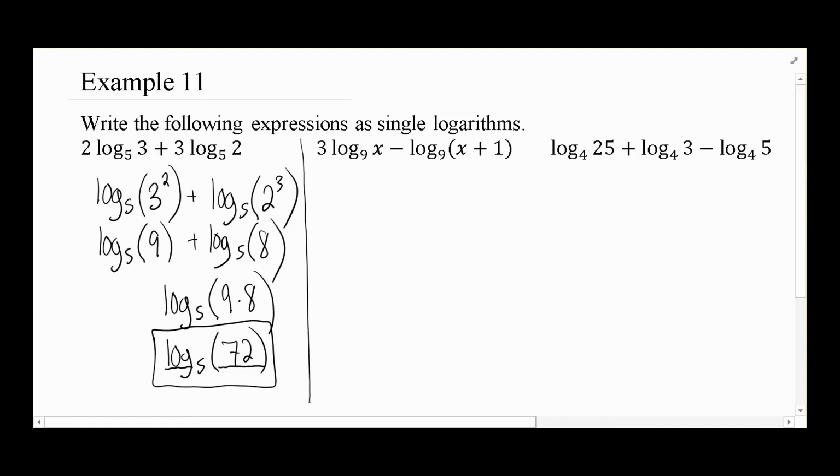Let's look at the second part of this example. For the second part, again, you're seeing a coefficient here. We've got to handle the coefficients first. You can't use your sum or difference, or if you want to call it your product or quotient rule, we can't use those if we have coefficients in front. So the first thing we've got to do is take that coefficient of 3 and bring it up as a power.